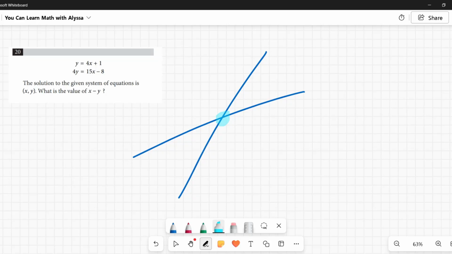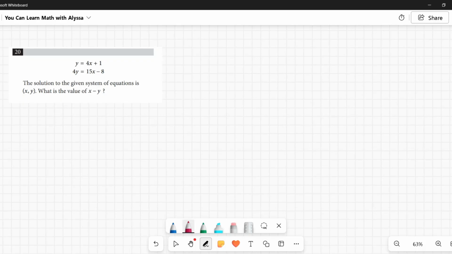That's your solution. There are cases where two lines don't have a solution. That would be if they're parallel, they never cross. And if it's infinite solutions, they're the same line and they're right on top of each other. But here, there is a solution, so I know the lines are crossing.